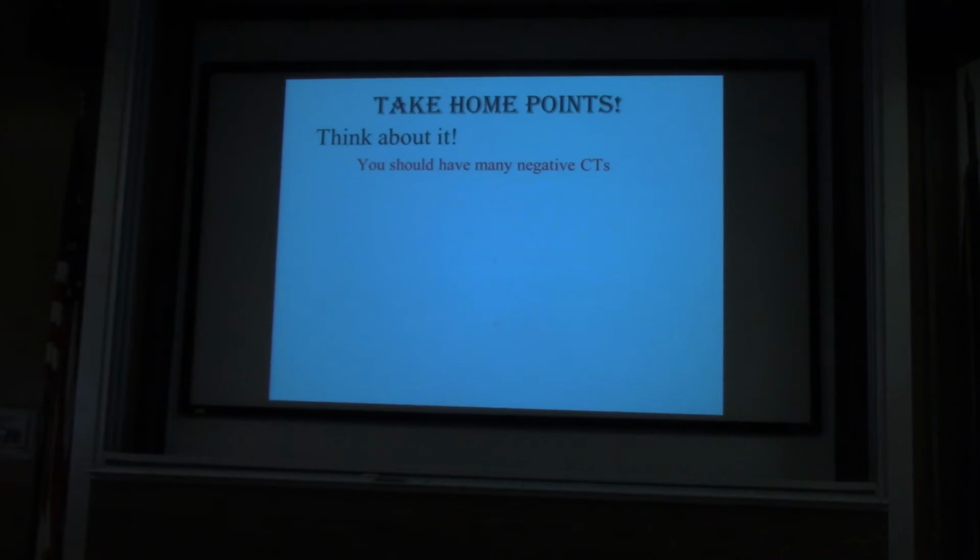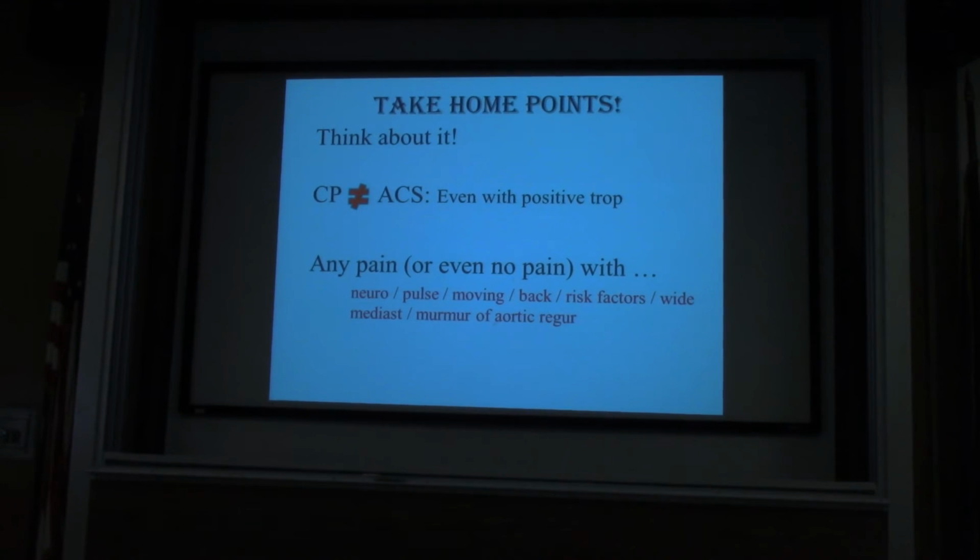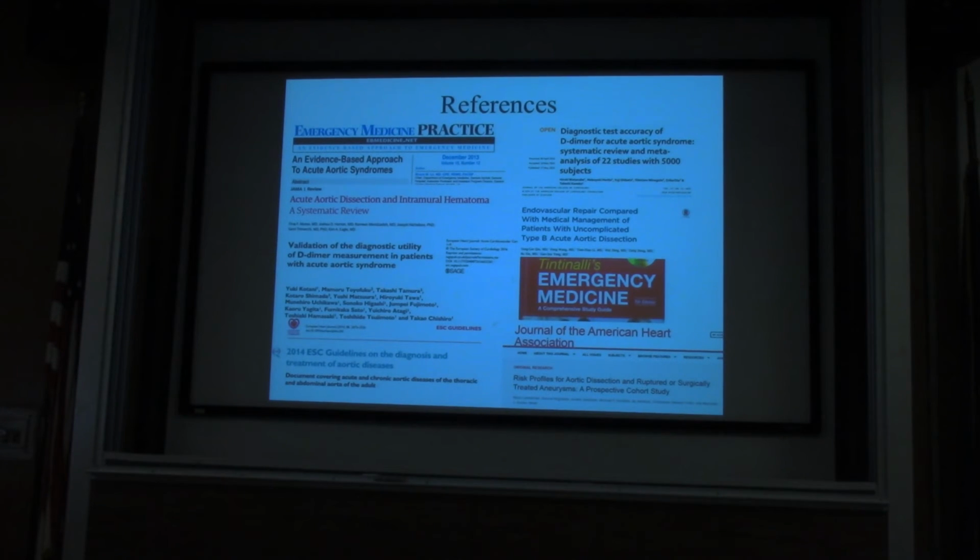Second point, think about it. You should have many negative CTs. Chest pain is not ACS, even with positive troponin. You should rule out dissection as well. Any pain with neurodeficit, with pulse deficit, with moving to the belly, back, having any of those risk factors, Marfan, any of those. Something on the chest x-ray or murmur, think about it. And finally, be quick: echo, CT, call surgery, control blood pressure. That's it. These are my references.